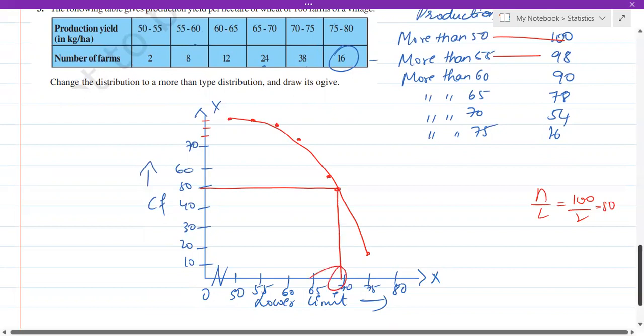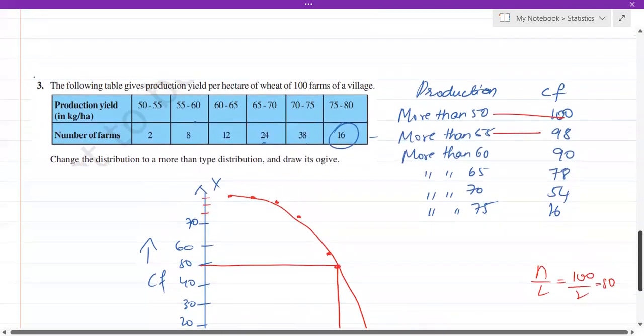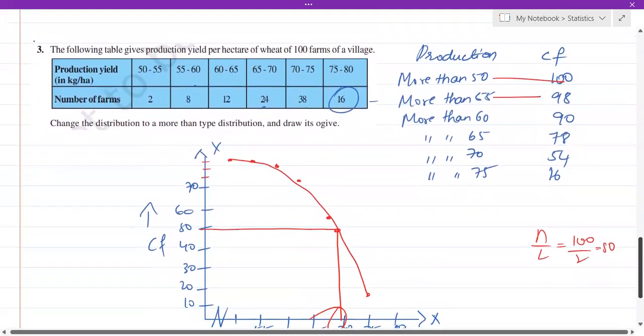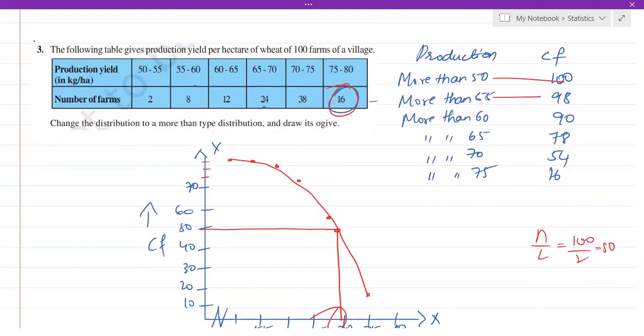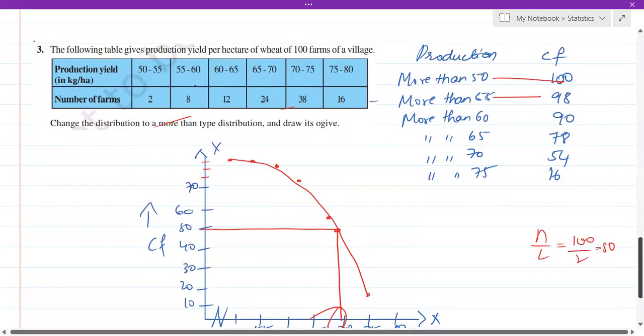Okay, so it is the same thing as the less than type, but we have to be very careful. In more than type, we have to keep the last value as it is, and we have to add in the reverse order. 16 plus 38. Whatever you get, that answer with 24. Again, that answer with 12. Again, that answer with 8. Then with 2. Okay, in the reverse manner. So in the less than type, it is left to right. In more than type, it is right to left. That's how you do it. That is the difference between the less than type and more than type. Otherwise, it is very easy.